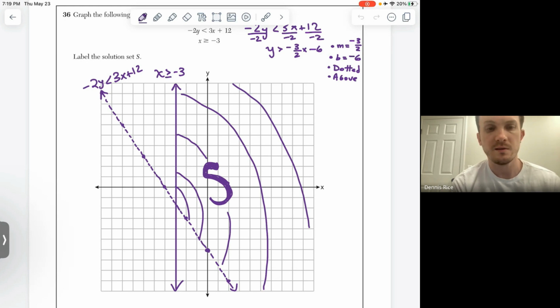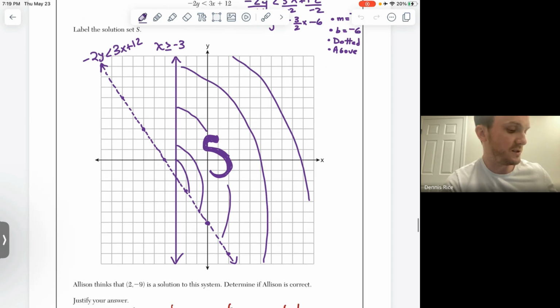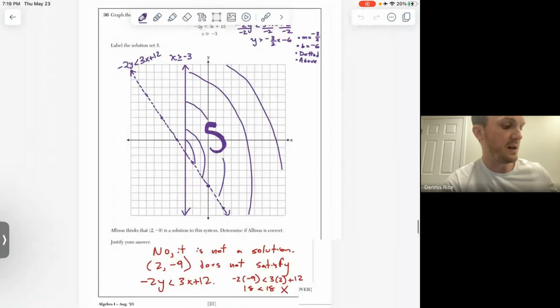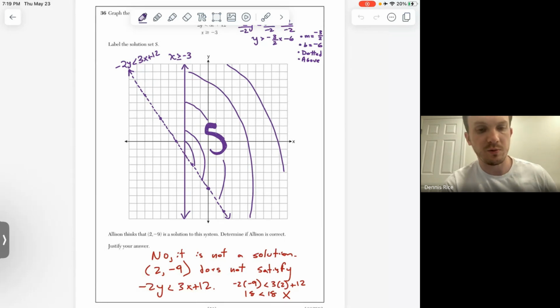And label your lines. And then the follow-up does say to justify. So is Allison correct? No. And I just plugged it in and kind of showed that it didn't work. No, it's on a dotted line, so it also works. Okay, I feel like that's usually the trend with this. They give you a point on a dotted line and want to know, is it a solution?